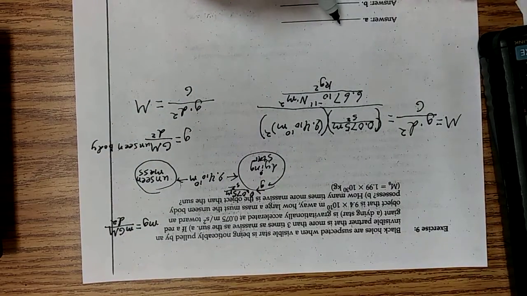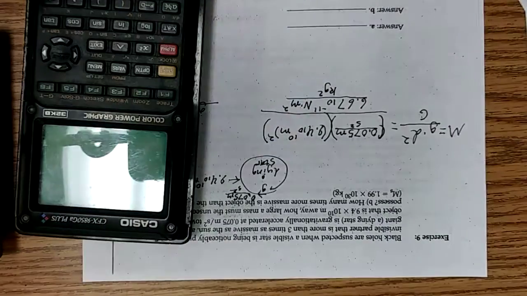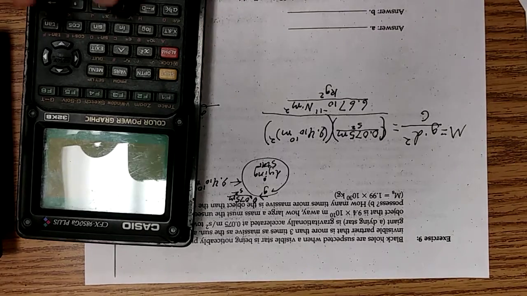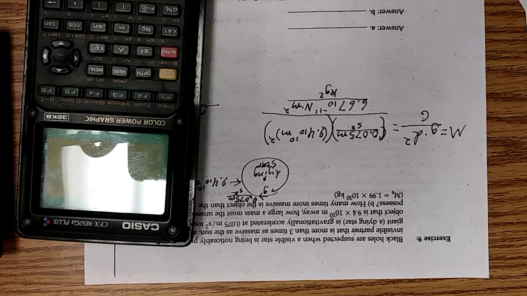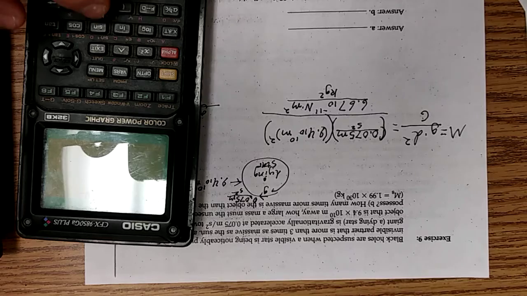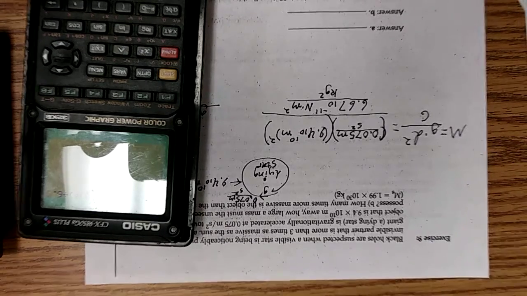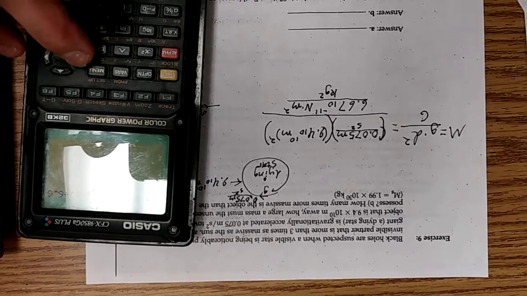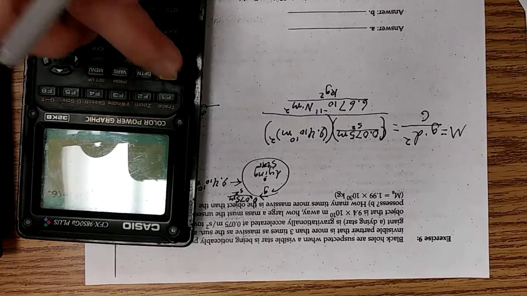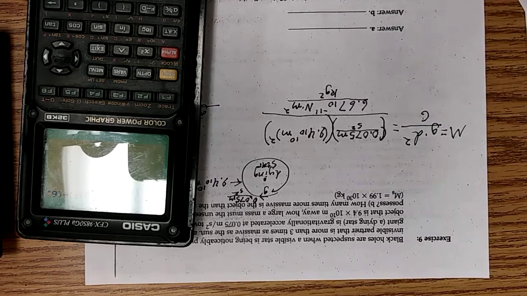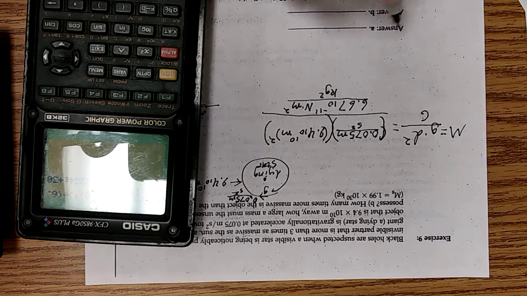The answer, plugging these numbers into our calculator, let's start with 0.075 times 9.4 times 10 to the 10th squared divided by 6.67 times 10 to the negative 11th. And you're going to get a really big number: 9.93 times 10 to the 30th.